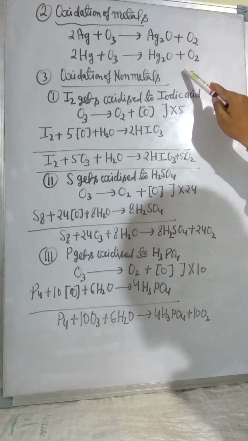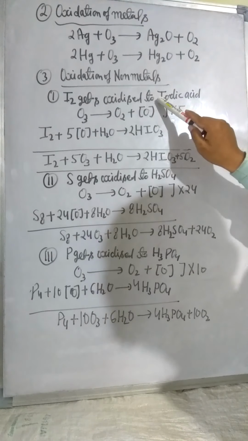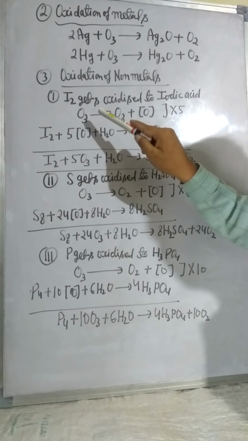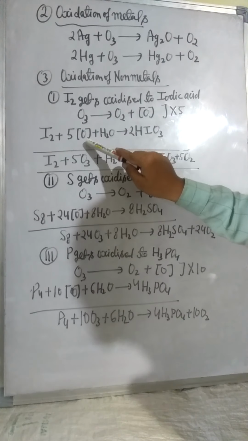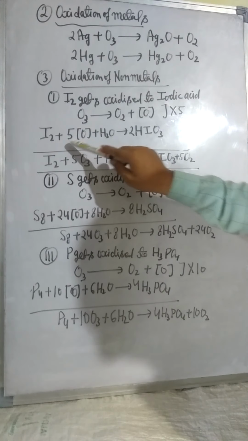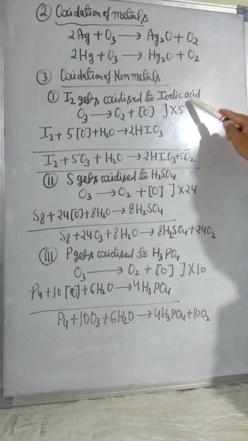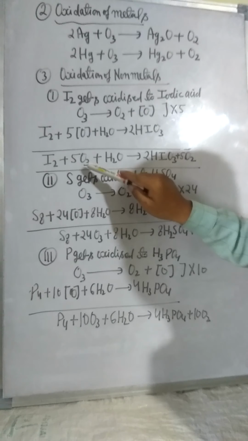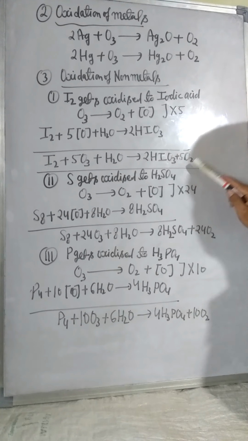Oxidation of non-metals. Iodine gets oxidized by ozone to iodic acid. First, ozone decomposes to give O2 plus O. Iodine reacts with nascent oxygen and water to give iodic acid. To balance it, there are 5 nascent oxygen, so we have to multiply it by 5. Finally, adding these two equations, we get I2 plus 5O3 plus H2O gives 2HIO3, iodic acid, plus oxygen gas.